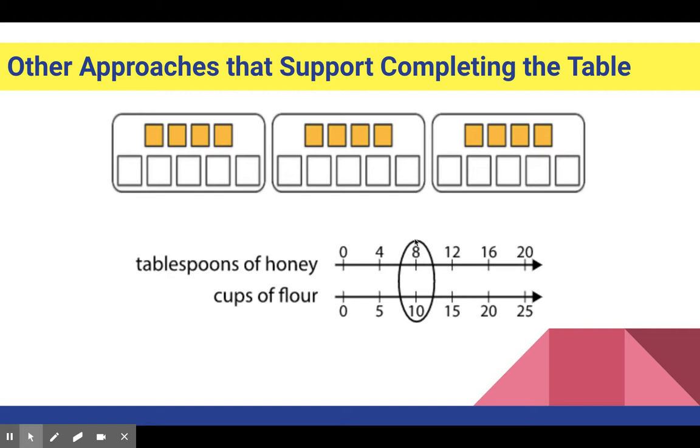Also, if I increased 8 by 4, it would have given me 12. And because I increased my tablespoons of honey by 4, I had to increase my cups of flour by 5. So if you notice, the top part of my number line is increasing by 4s, and the bottom part of my number line is increasing by 5s.